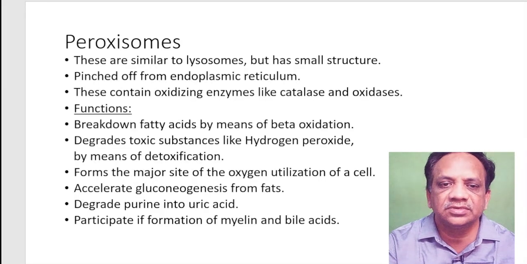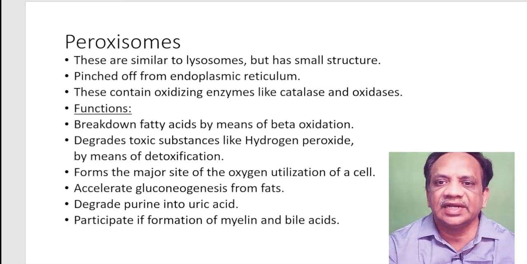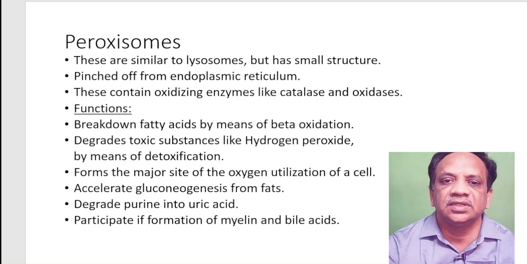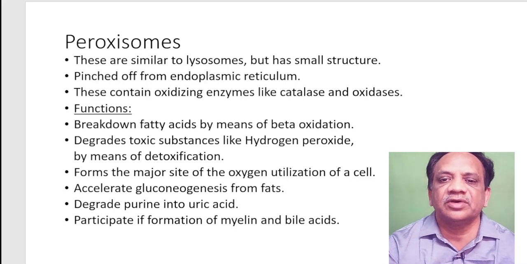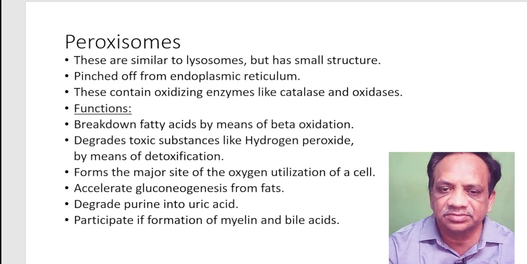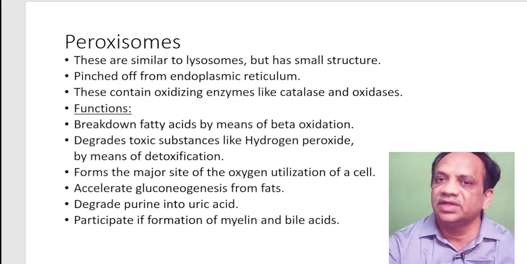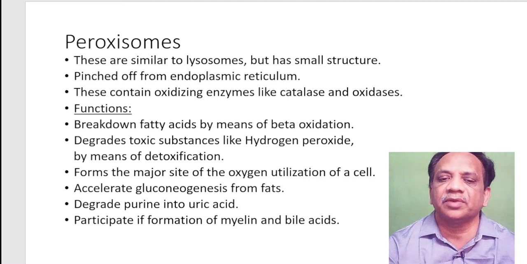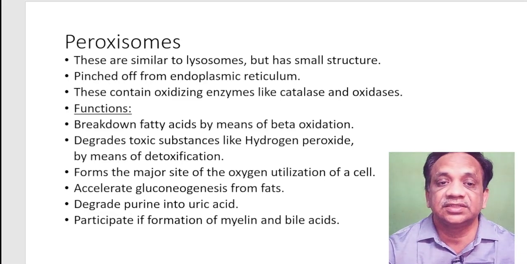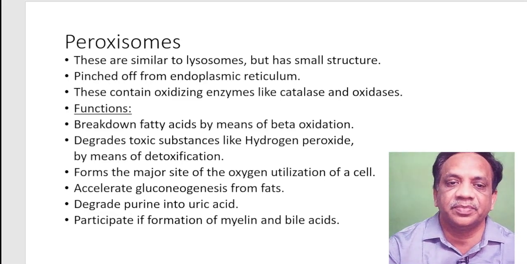If you see the peroxisomes, these are similar to lysosomes but smaller structures. Pinched off from the endoplasmic reticulum, they contain oxidizing enzymes like catalase and oxidases. They break down fatty acids by means of beta oxidation. They degrade toxic substances like hydrogen peroxide by means of detoxification and form the major site of oxygen utilization of a cell. They accelerate gluconeogenesis from fats and degrade purine into uric acid. They participate in the formation of myelin and bile acids. So, peroxisomes are also very important.